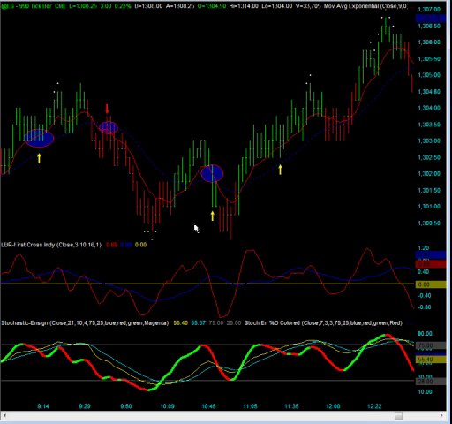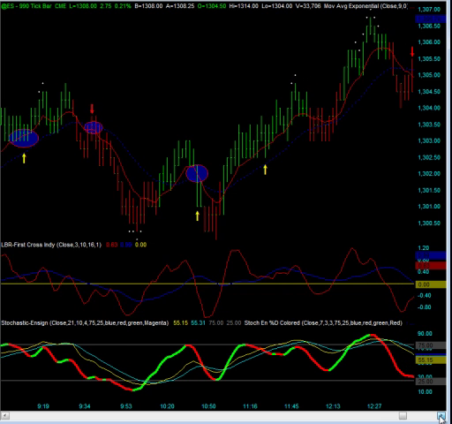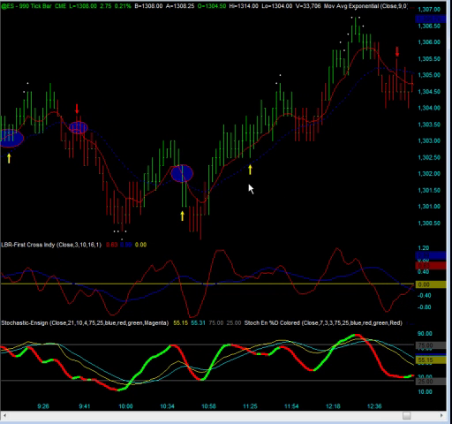It's tough here. I probably would have gotten out right in here, so I would have lost about a point, and waited for the next entry. If you do hang on and you carry a 2-point stop loss, you would have been okay, and you actually would have ended up making a nice profit here, but I like to keep my stops pretty tight, so I probably would have lost that one.